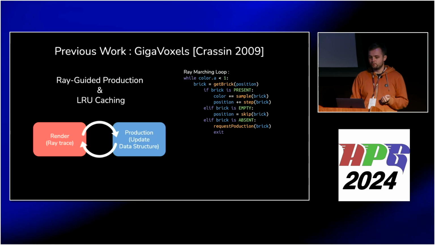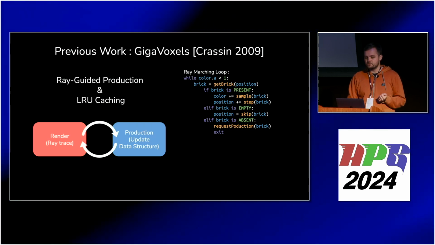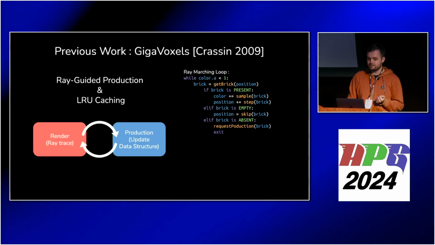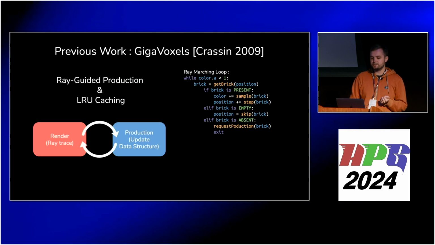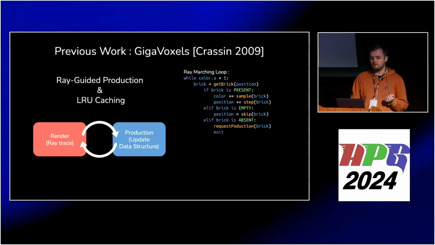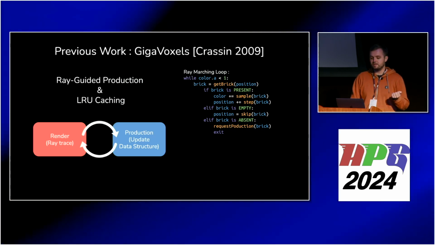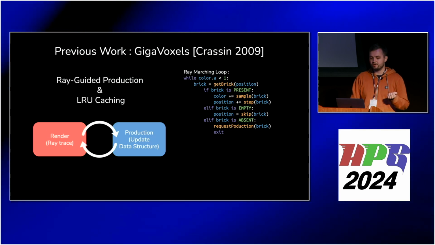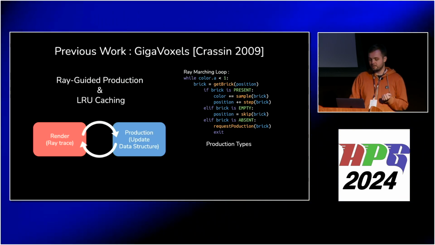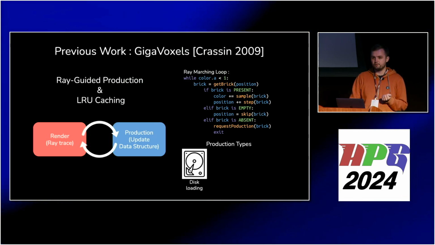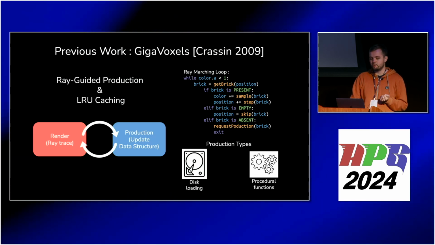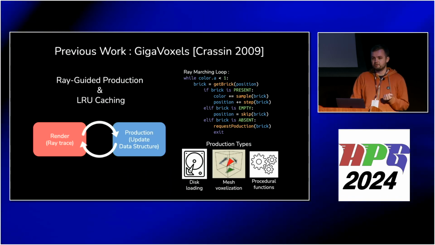So here's how the ray marching loop looks. At every step, we check the brick state. If it is in cache, we just sample it and step on. If it is empty, we skip it. And if it is absent, we request its production. And production can mean lots of things, from disk loading to procedural generation, or really anything that can generate voxels.